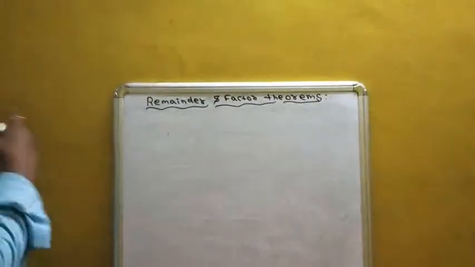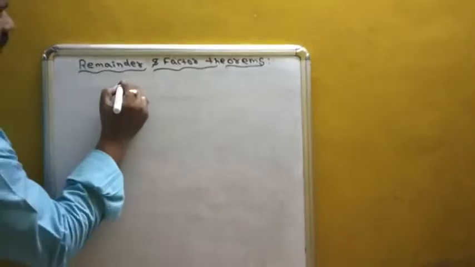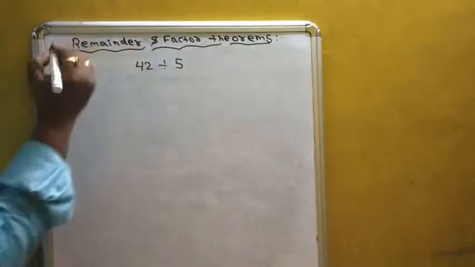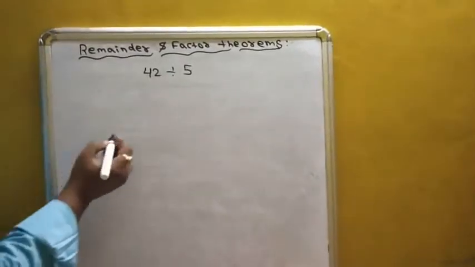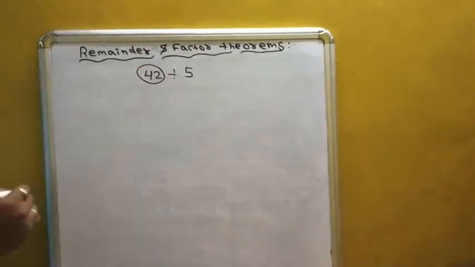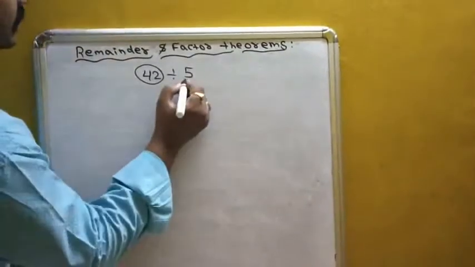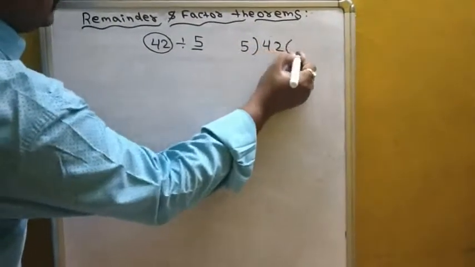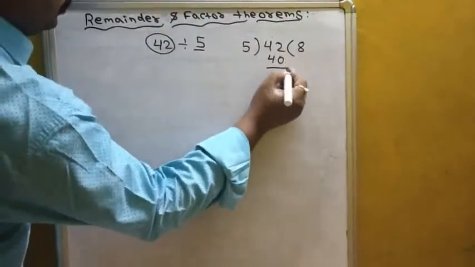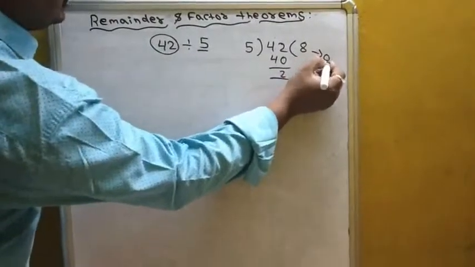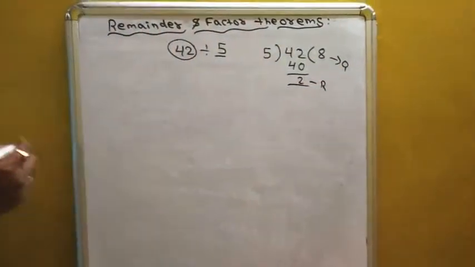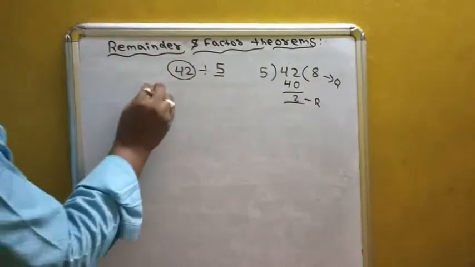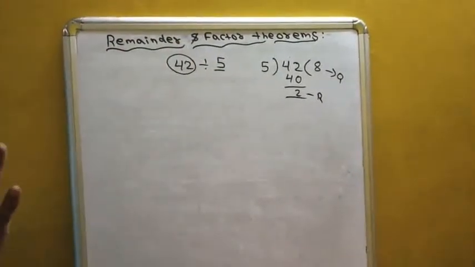Before that, I want to tell you something. If I had written here 42 divided by 5, what have I written? 42 divided by 5. So this one is your dividend, and this one is the divisor. You are dividing 42 by 5, and this one is coming the quotient, and this one is the remainder. So this one is actual division. Here a number is given, so you solve directly.